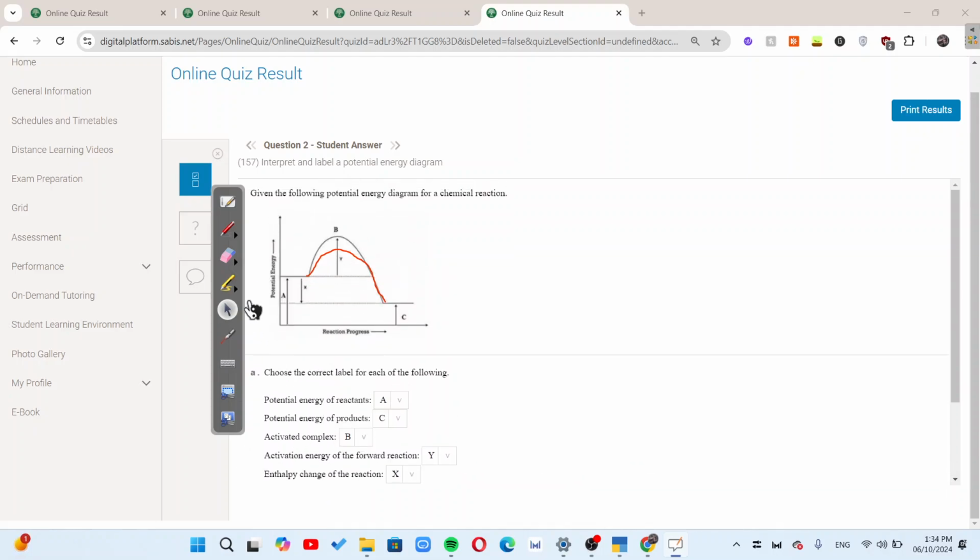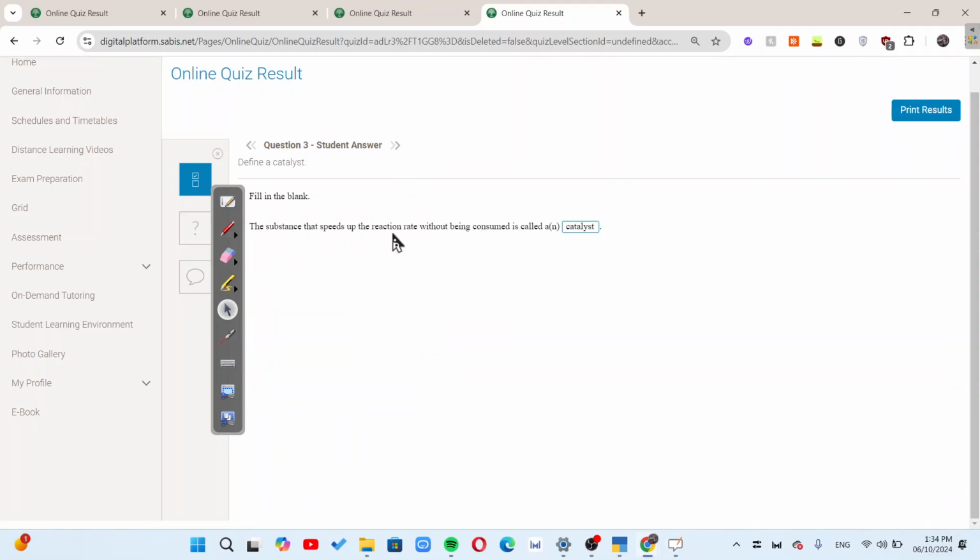And this reaction is exothermic because, look, we already said this, I mentioned it a million times. When you have your reactants higher than your products, it's exothermic. If you draw a slope between the two and it's going down, it's exo. If your slope is going up like this, it's going to be endo. Now, question 3. The substance that speeds up the reaction rate without being consumed is called a catalyst. We know this already.